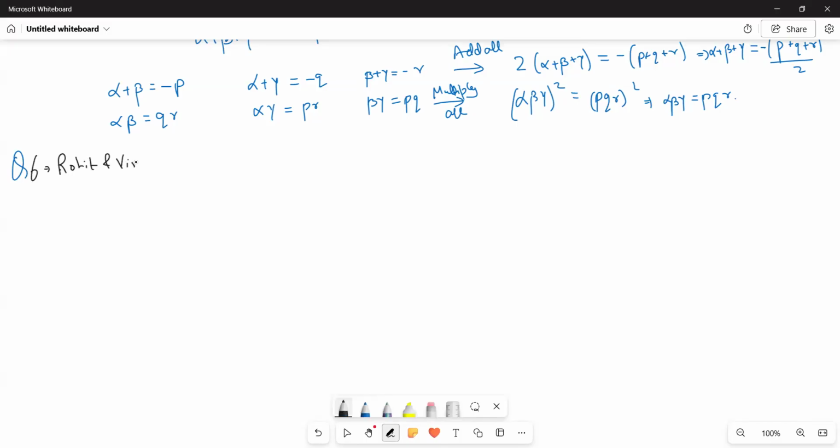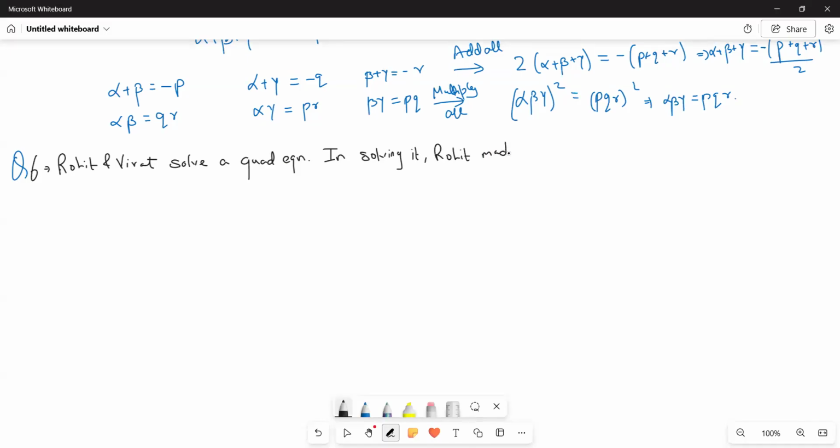Rohit and Virat solve a quadratic equation. अब दोनों रिटायर हो गए हैं तो और क्या ही करेंगे. ऑल्टरनेट टाइमलाइन.